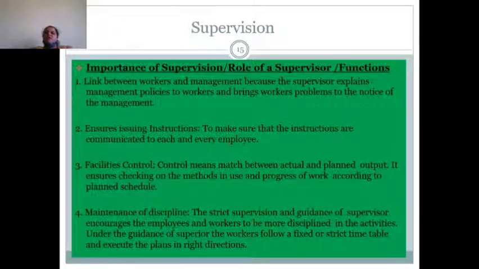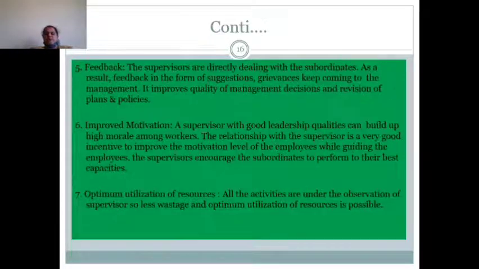So for this, the activities whatever are given must have some discipline. Discipline means what? It should be guidance given to the worker and the timetable. Whatever has been prepared should work one by one. So it should be executed in a proper way with the right direction.